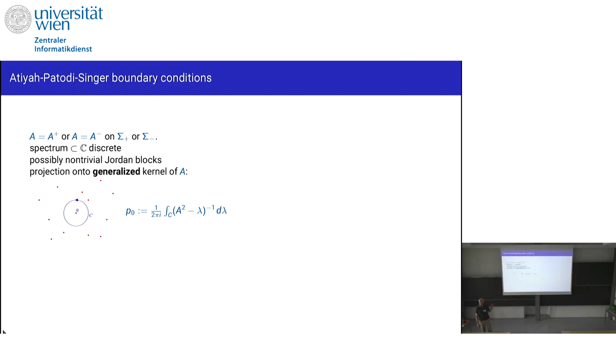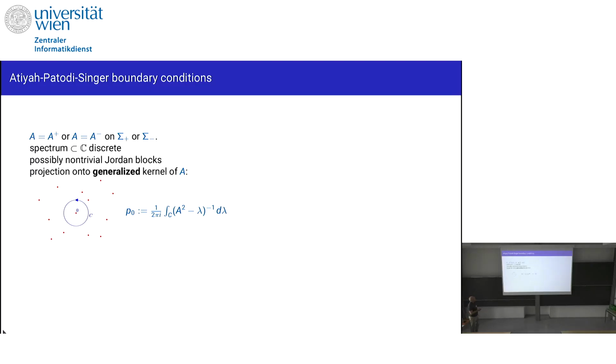This does no longer work if the operator induced on the boundary is not self-adjoint, because then the spectrum is no longer real. So we have an elliptic operator on a closed manifold, A plus or A minus, and sigma plus or sigma minus. The spectrum is still discrete. It's an elliptic operator on a closed manifold, but it's no longer real, and it may also have non-trivial Jordan blocks. So we will have to deal with this. Nevertheless, we can write down certain projectors, which will then define somehow what positive and negative eigenvalues should be.